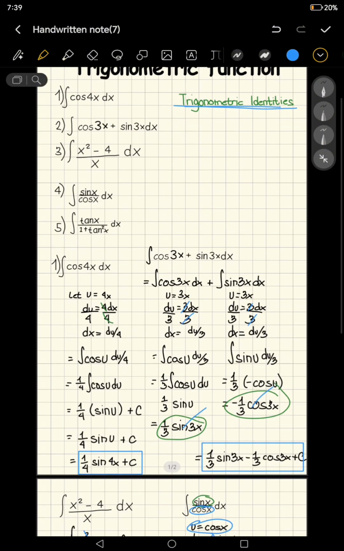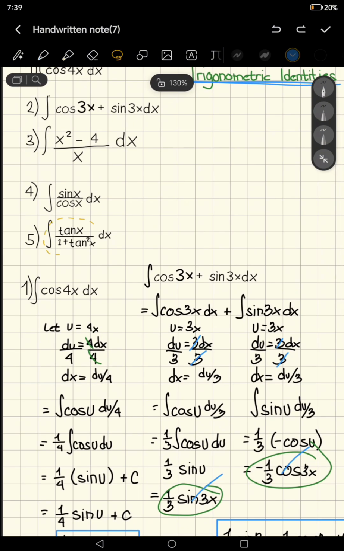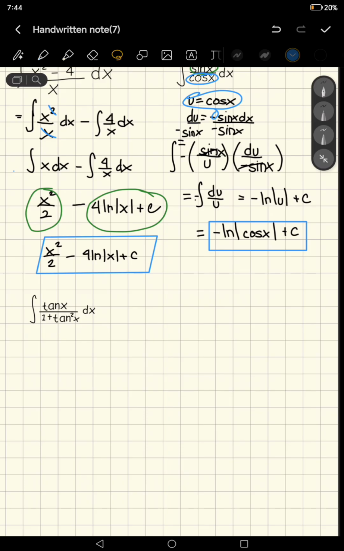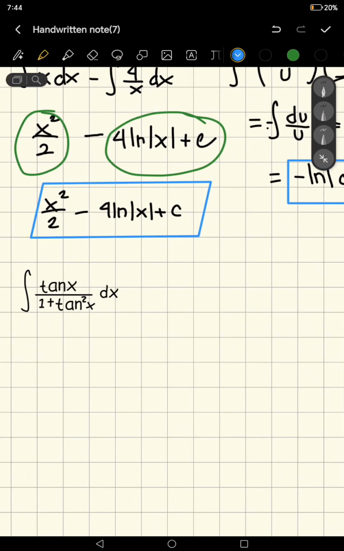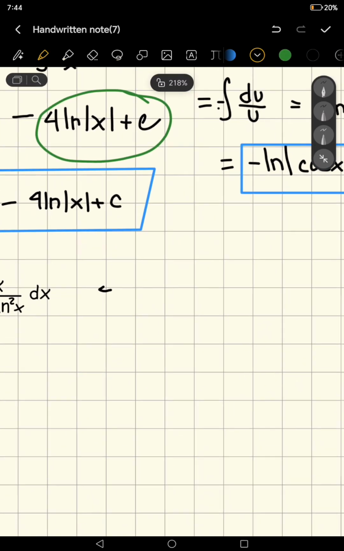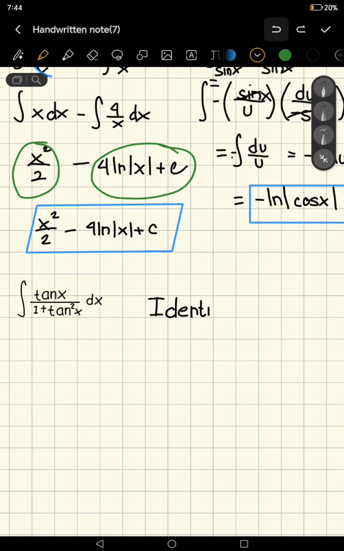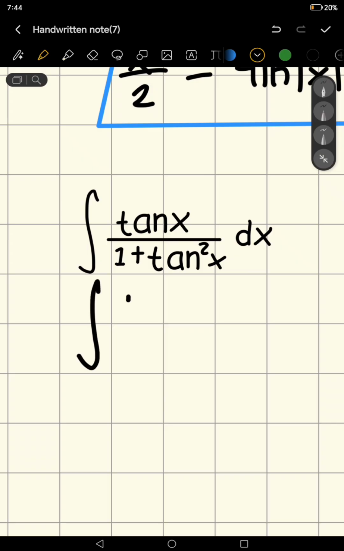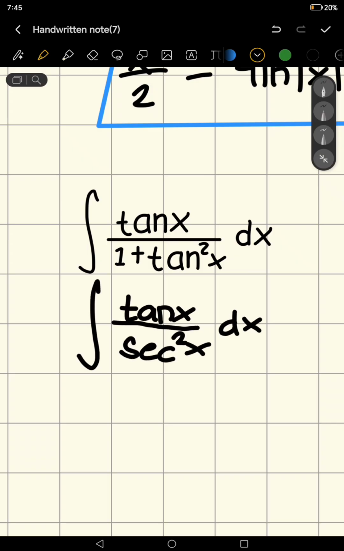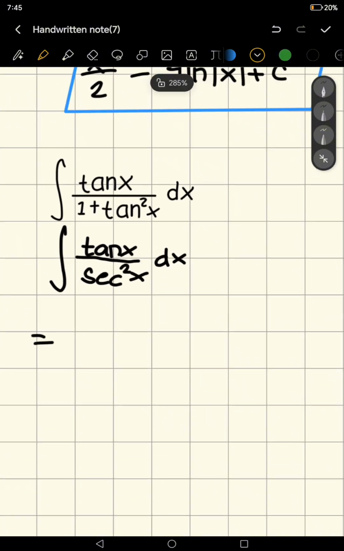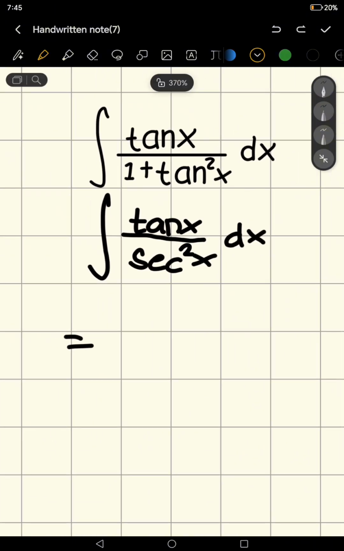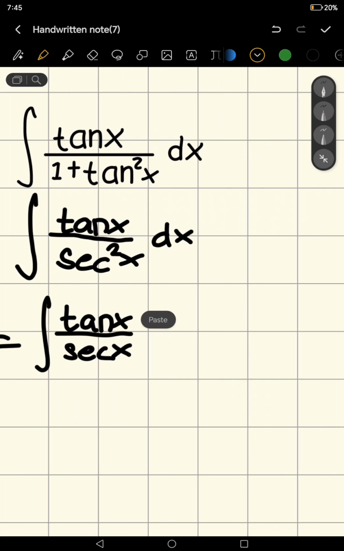Next, so let's try to answer number 5. Madali lang to guys. Puro identities lang siya, so copy lang muna natin. The integral of tangent x over 1 plus tangent squared x times dx. Puro identities lang to guys. Try to pause the video and solve it first yourself. So let's start solving. This will become the integral of tangent x over secant squared x times dx. Next is mag-separate tayo ng isang secant x, so it will become the integral of tangent x over secant x times 1 over secant x times dx.